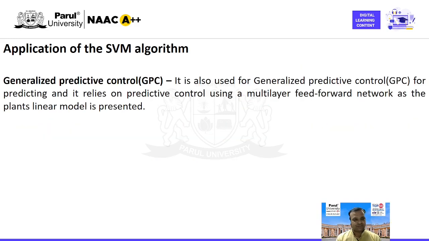Last one is GPC, generalized predictive control. It is also used for GPC for predicting, and it relies on predictive control using a multi-layer feed-forward network as the plant's linear model is presented.